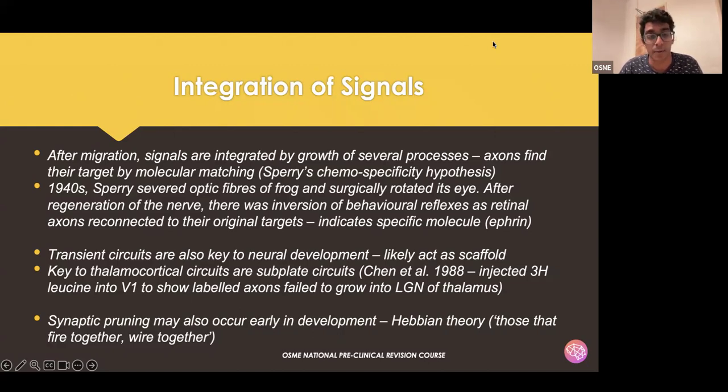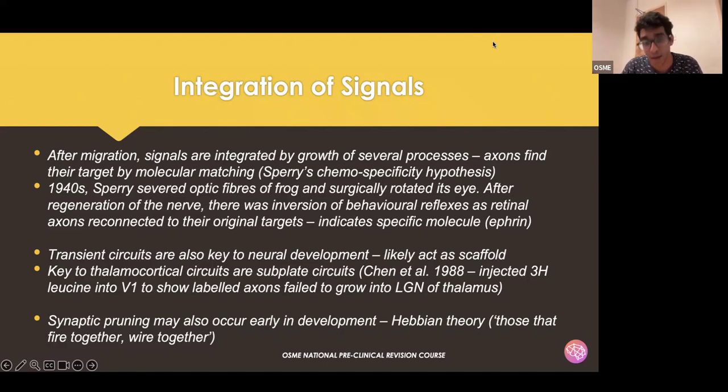But basically, Sperry severed the optic nerve of a frog, and then he rotated the eye. So unlike humans, where our optic fibers don't regenerate like this, in frogs they do. However, what he noticed because he'd surgically rotated the eye was that there was an inversion of the behavioral reflexes. So it was just doing everything kind of backwards. And this implied to him that the axons had connected to their original targets rather than where they needed to connect for the visual information to be correct.